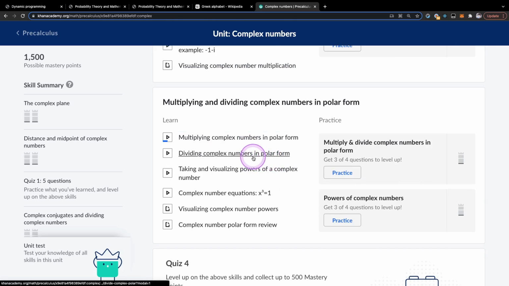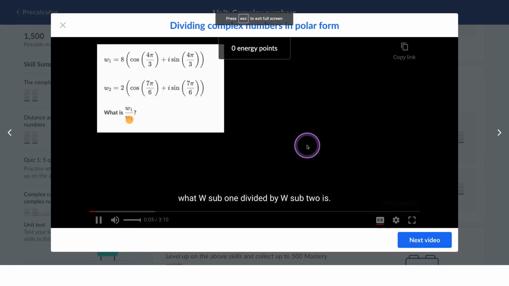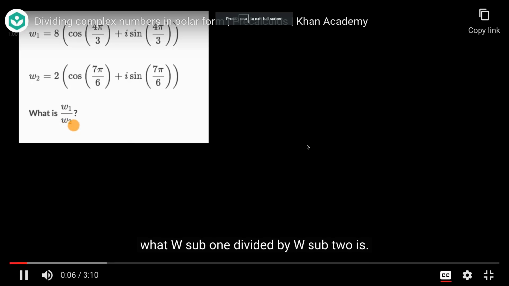But what about the division? We're given these two complex numbers, and we want to know what w sub 1 divided by w sub 2 is. So pause this video and see if you can figure that out.